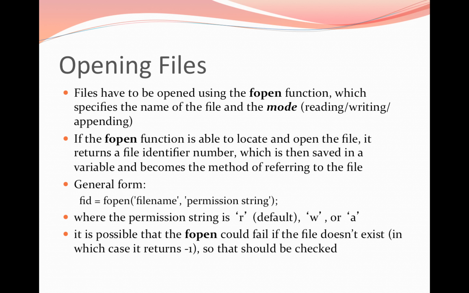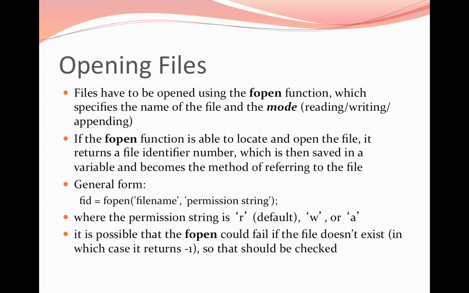The general form of the use of the fopen function is you pass two arguments to it. The first is the name of the file that you're opening as a string. The second is called the permission string. In its simplest form, that's r if you're reading, or w if you're writing, or a if you're appending to the file. r for reading is the default. Once the fopen function returns the file identifier, we store that in a variable, which I will typically call fid, but it's just a variable. You can name it anything that you want.